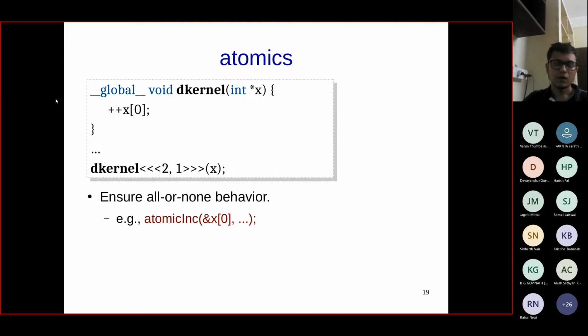Okay, so we saw that there is an issue with this code: there is a data race occurring here, any interleaving is possible, and hence the value can be either 1 or 2. In order to ensure this all or none behavior, which is actually ensured by atomics, we can replace this statement by an atomic increment. What this ensures is that testing of the value inside this variable and incrementing it by 1 will happen atomically.